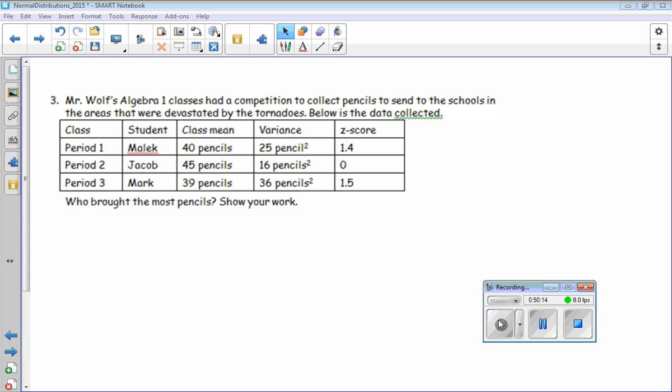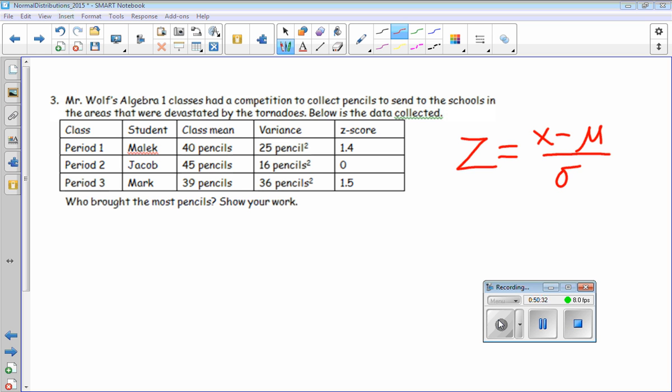What is this question asking us to do? It's asking us to figure out who brought the most pencils, who collected the most, right? So I'm looking again to solve for that x each time. So we're going to use the z-score formula. The problem is, what am I given in each of these cases? I'm given the mean. I'm given the variance.